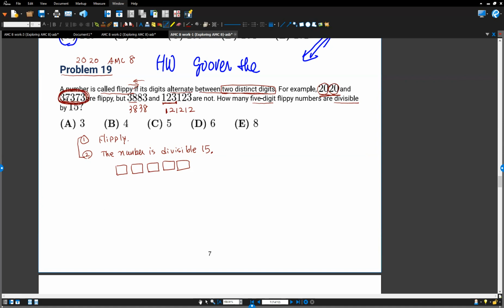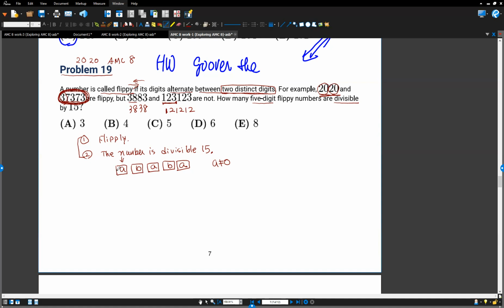Okay, I'm going to check. The first digit is A. The second digit is B. Then it equals two digits repeating, so A, B, A again. Also we can see that the first digit cannot be 0, right? A cannot be 0. If A is 0, that is a 4-digit number. The number should be exactly like this: A, B, A, B, A. That's the flippy number.